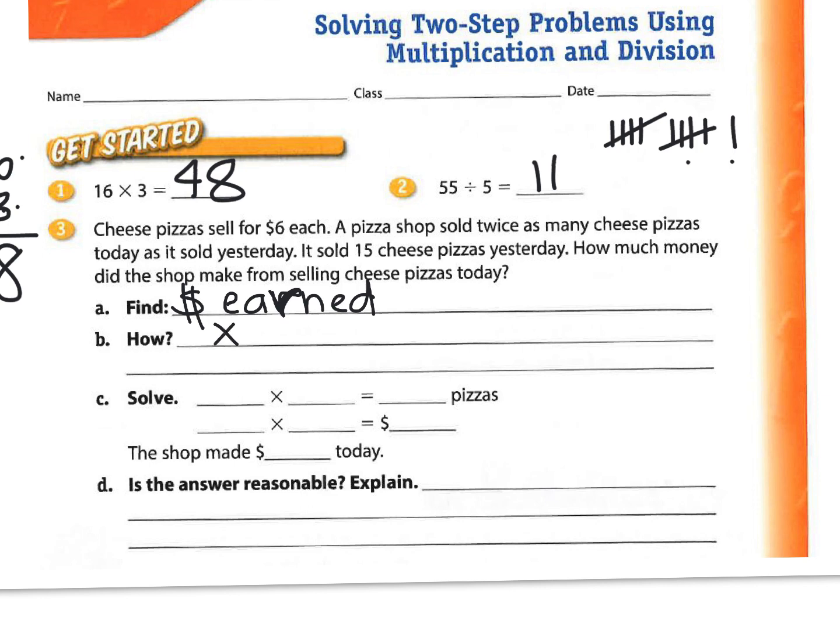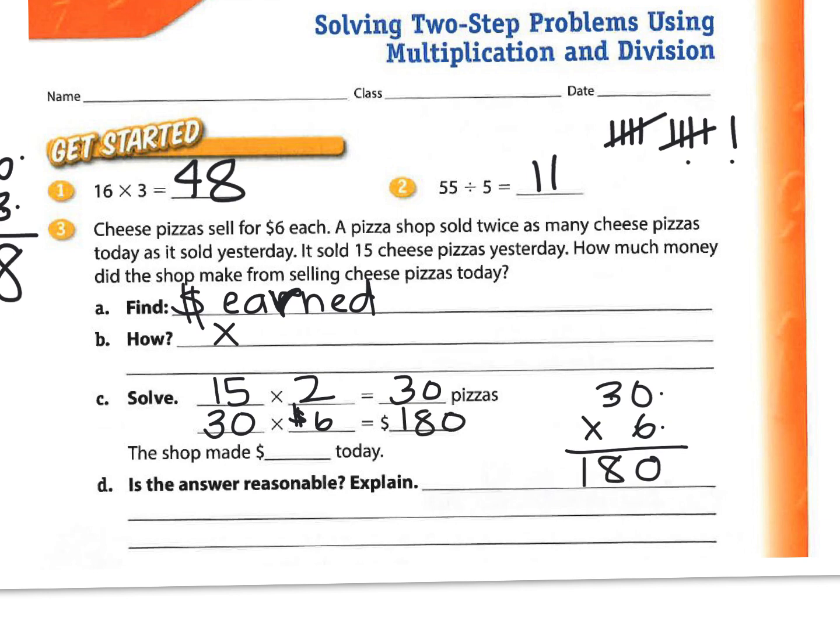We need to solve. They sold pizzas for $6 a piece, but they sold 15 pizzas yesterday, and twice as many today. So 15 times 2 is 30 pizzas. Well, 30 pizzas times $6 each. If we write it like this over here, 6 times 0 is 0, 6 times 3 is 18, so 180. They made $180 today. And yes, because we solved that.